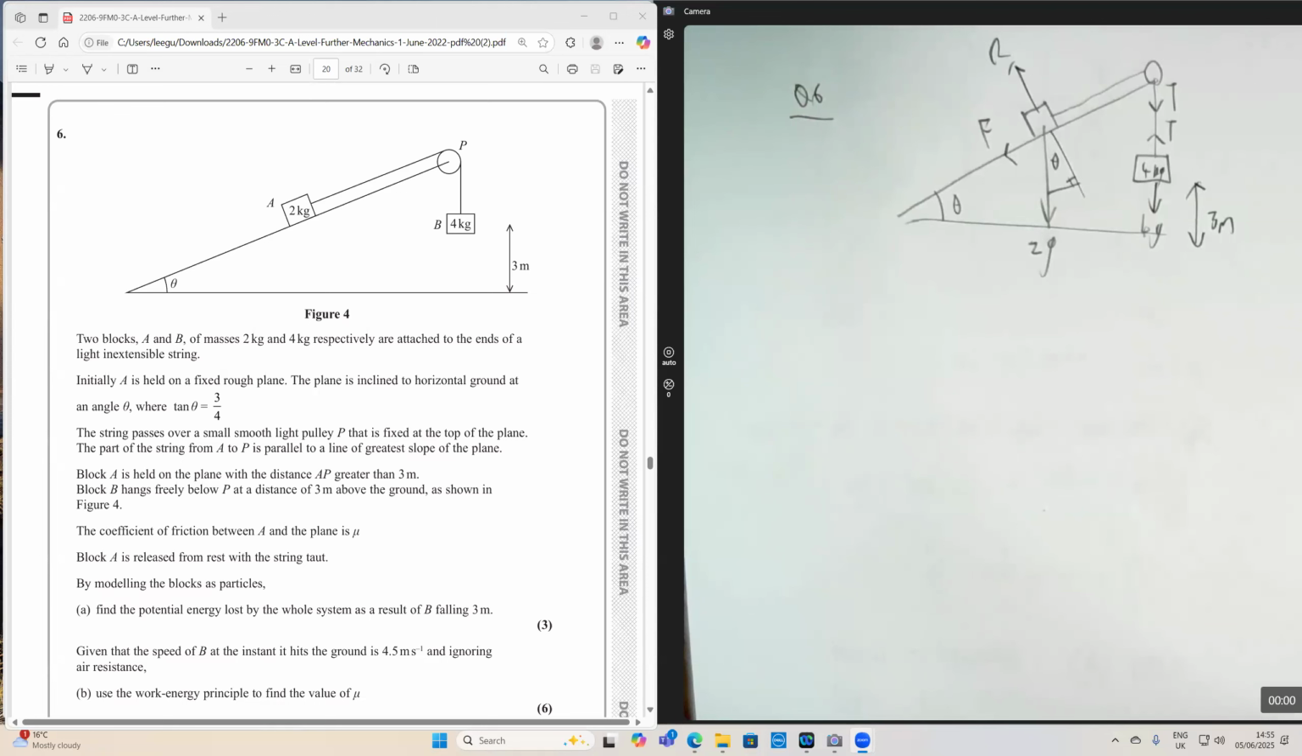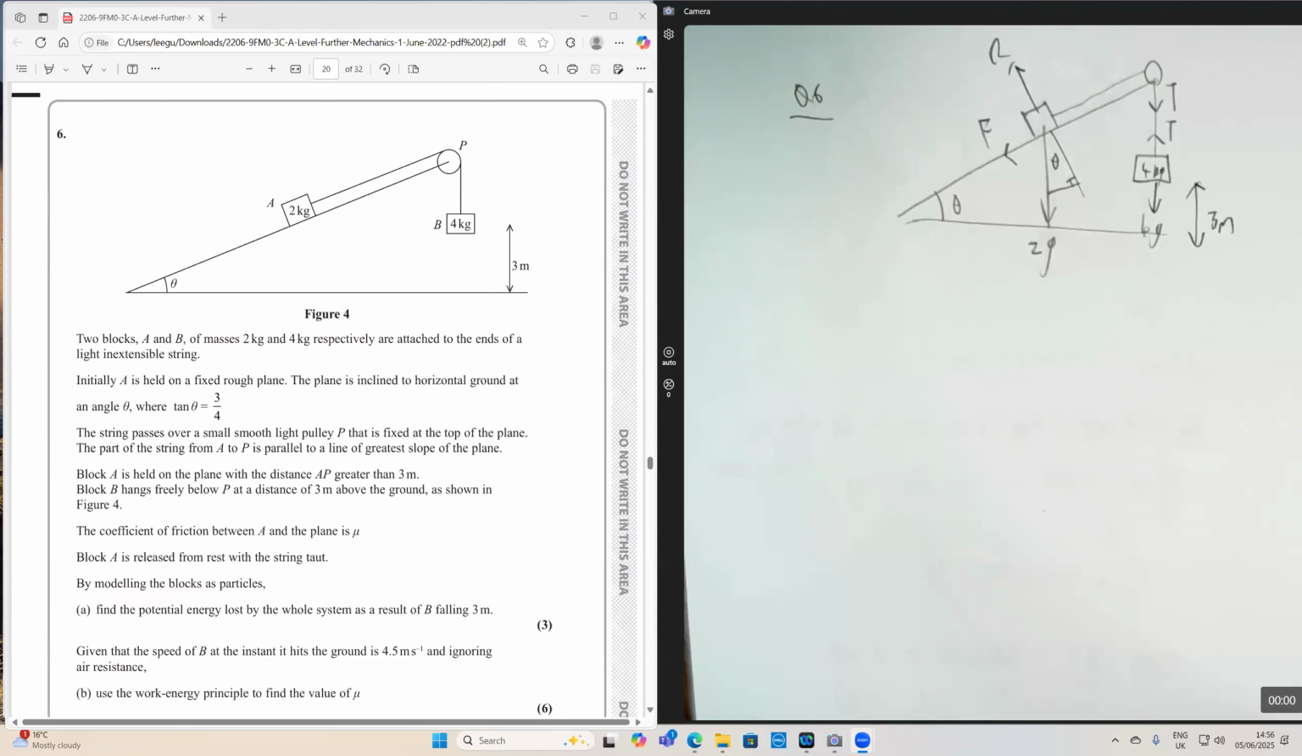Initially, A is held on a fixed rough plane. The plane is inclined to the horizontal ground at an angle of theta where tan theta is 3/4. The string passes over a small smooth light pulley P that is fixed at the top of the plane. The part of the string from A to P is parallel to the line of greatest slope of the plane. Block A is held on the plane with a distance AP greater than 3 meters. Block B hangs freely below P at a distance of 3 meters above the ground as shown in figure 4.